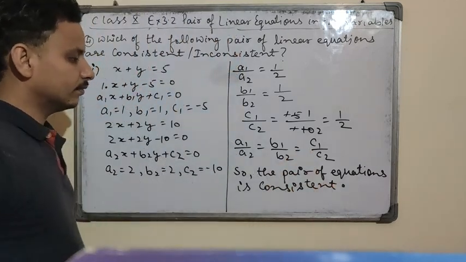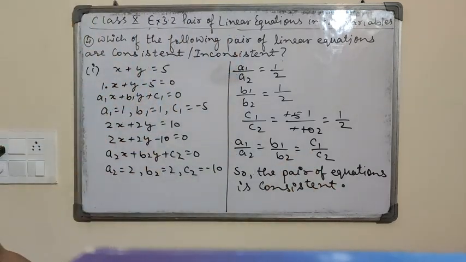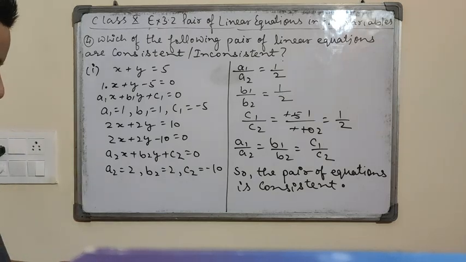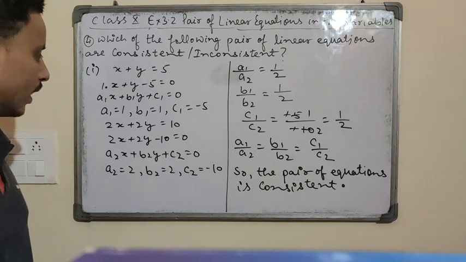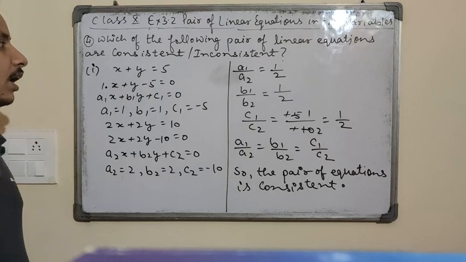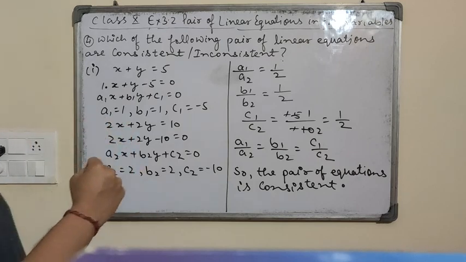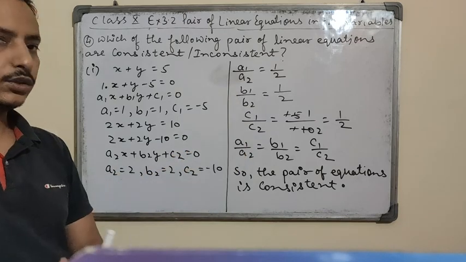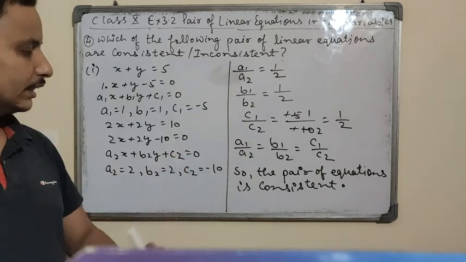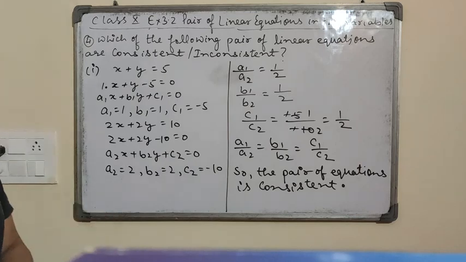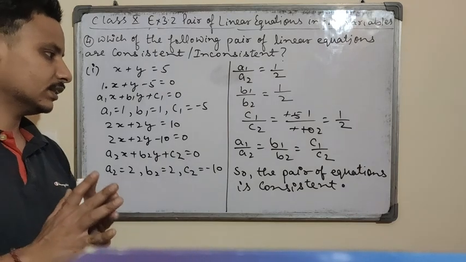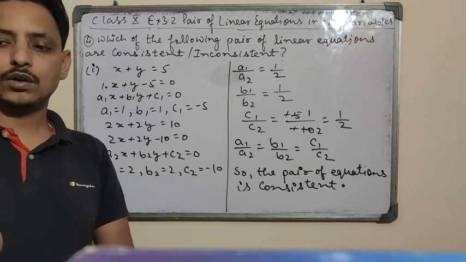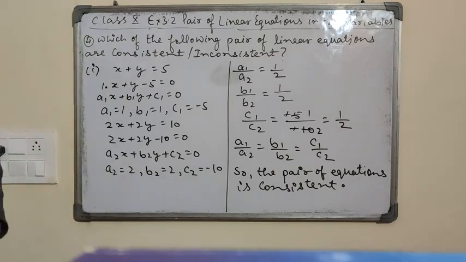So here we have the equations. We find a1 b1 c1, a2 b2 c2, the coefficients of x, y and the constant term, and then we find the ratios a1 upon a2, b1 upon b2, c1 upon c2, and we see that the ratios are equal. If the ratios are equal, the pair of equations is consistent because they have infinitely many solutions. The lines are coincident to each other.